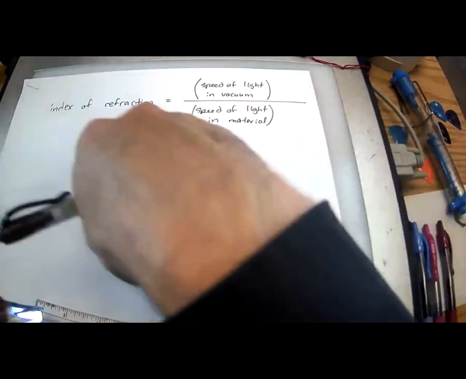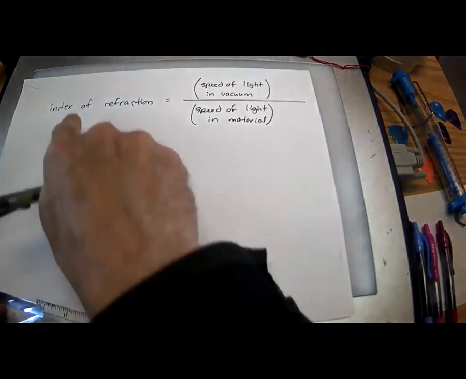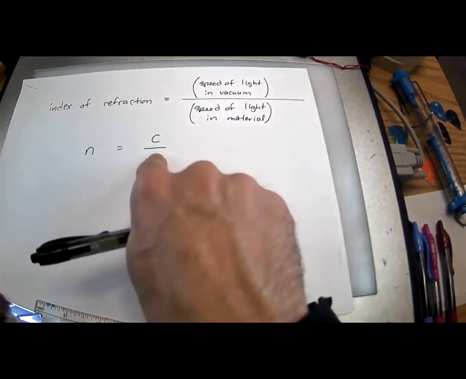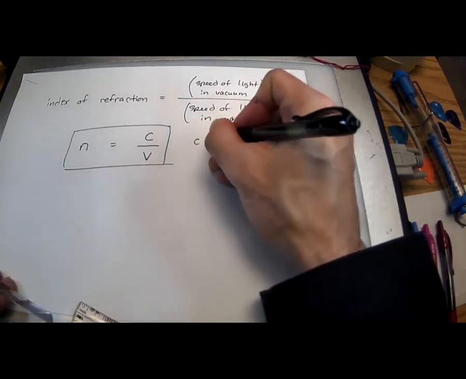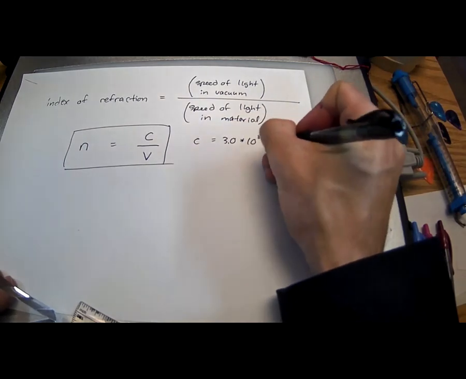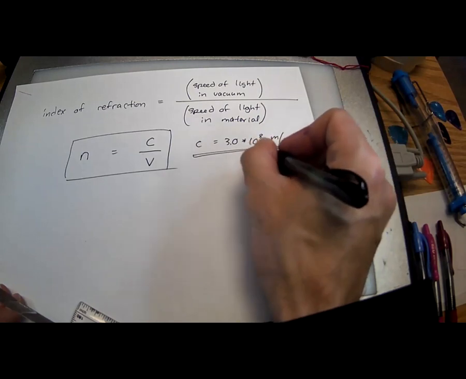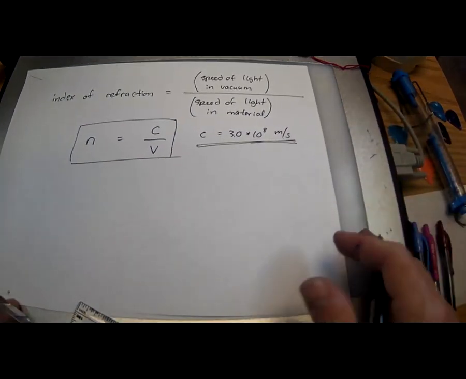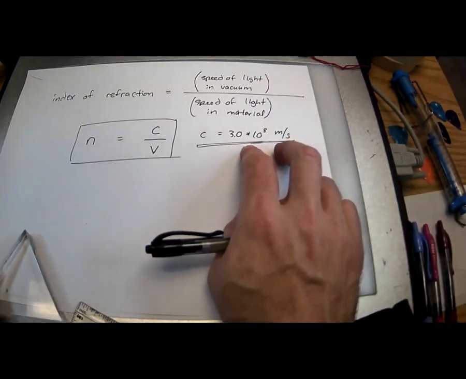So I can write this definition in terms of variables like this: n for index of refraction is equal to c over v. You guys remember c is the pure speed of light in a vacuum. c, by the way, is equal to 3.0 times 10⁸ meters per second, called the cosmic speed limit. That's as fast as you can move through space. Anything with mass can never reach that number, for reasons we'll look at in a couple weeks. Anything that's massless, including EM waves, always has to be moving at this speed through space.